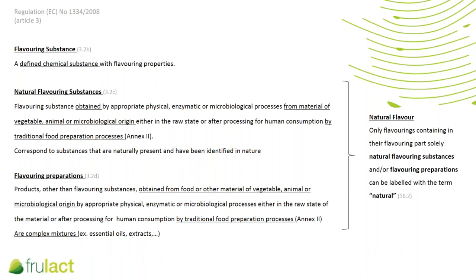Flavoring preparations are products other than flavoring substances. They are obtained from food or other material of vegetable, animal, or microbiological origin by traditional food preparation processes. These are complex mixtures, and they are always natural. So, when we talk about natural flavor, it is compulsory that the flavoring part contains only natural flavoring substances and/or flavoring preparations.